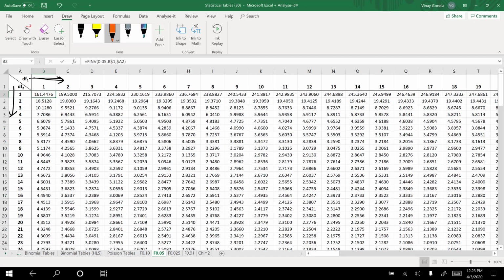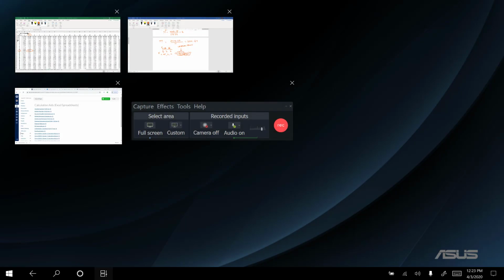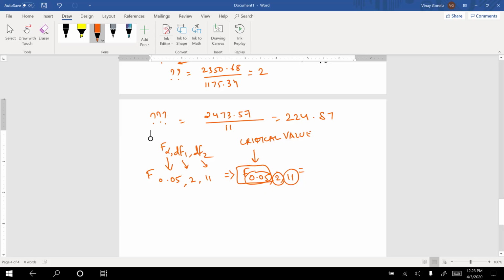So I will use a different color. This is 2, and then I'm looking at degree of freedom 2, which is 11. So that is 3.9823. My critical value is 3.9823. Again, I said if F is greater than F alpha, degree of freedom 1, degree of freedom 2, you reject the null hypothesis.